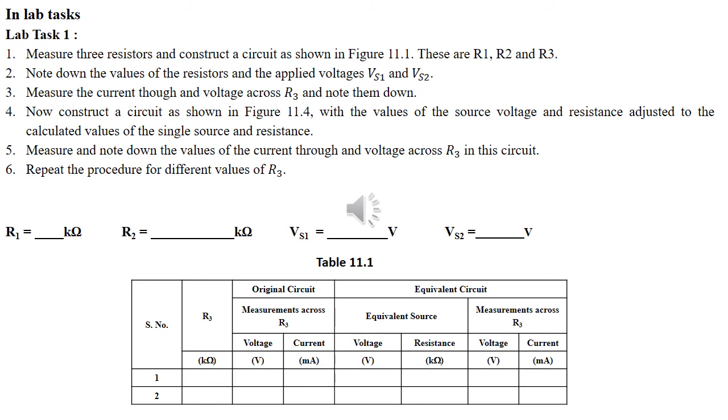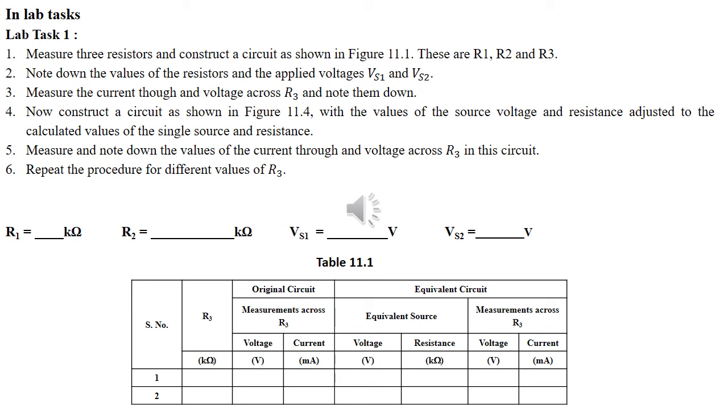For lab task 1, measure 3 resistors and construct a circuit as shown in the figure 11.1. These are R1, R2 and R3. Note down the values of these resistors and the applied voltage Vs1 and Vs2. Measure the current through and the voltage across R3 and note them down.